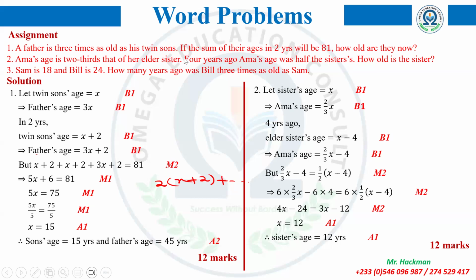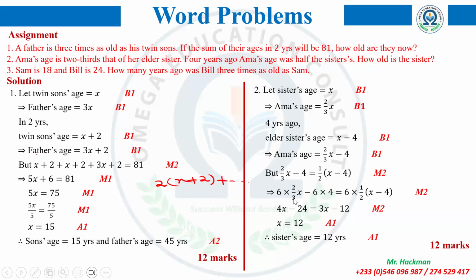Then at this point, this is the information that you are going to use to form your equation. So 4 years ago, Ame's age was half the sister's age. So 4 years ago, what is Ame's age? Ame's age is this, should be equal to half the sister's age, and the sister's age is what we have here. So remember, the connection of the ages is for 4 years ago. So we are going to use these two. So at this point, after you form, that will be M2.